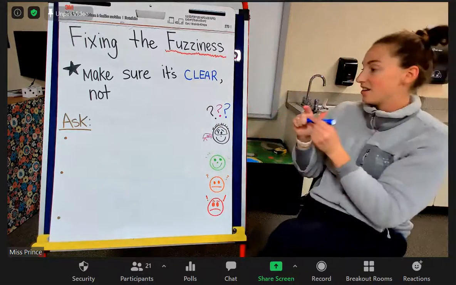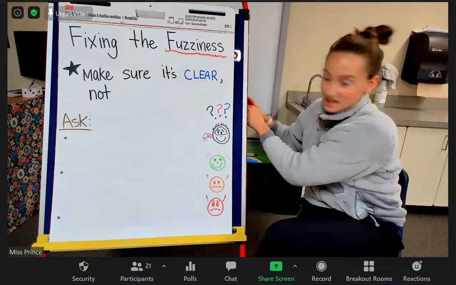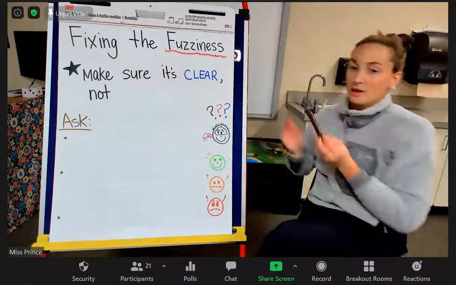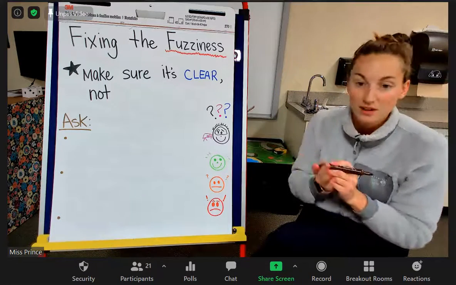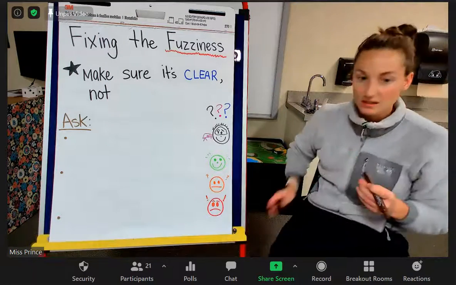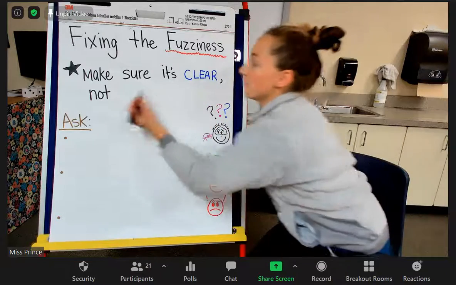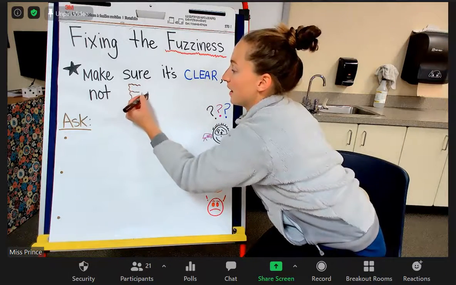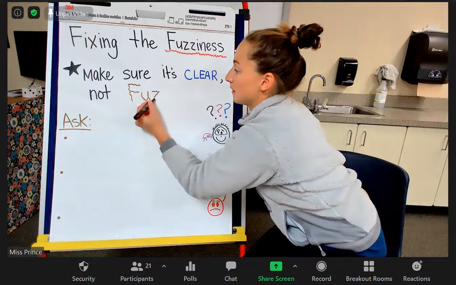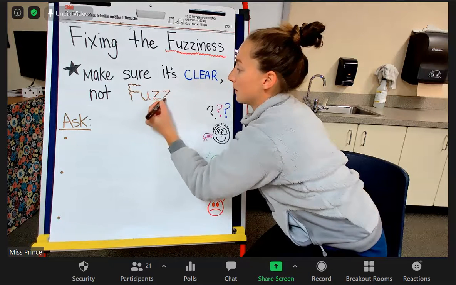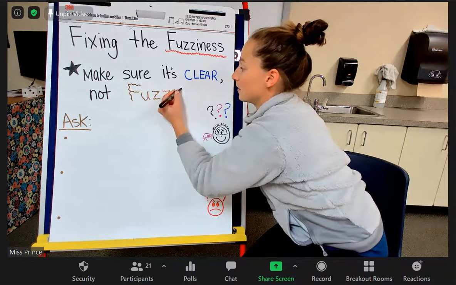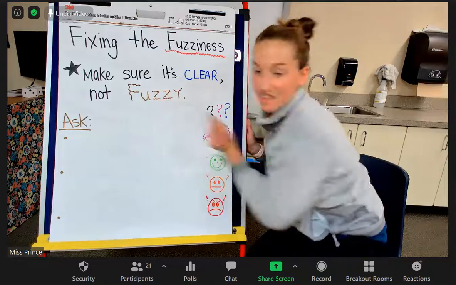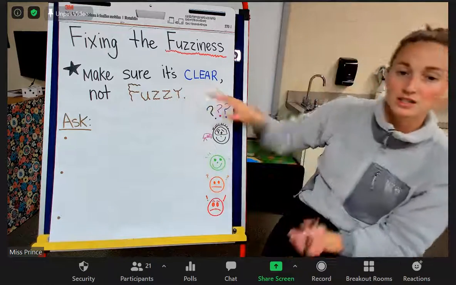Clear and not fuzzy. So the fuzzy would be something that you would have to go back and read again because it didn't make sense. So make sure it's clear. My screen's fuzzy for some reason. Fuzzy. See how the writing on here is kind of fuzzy? We want to make sure it's nice and clear.